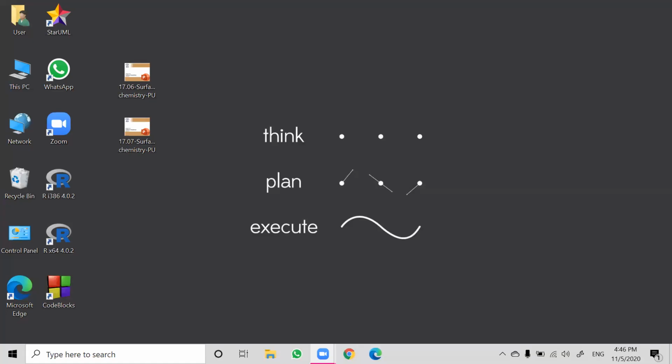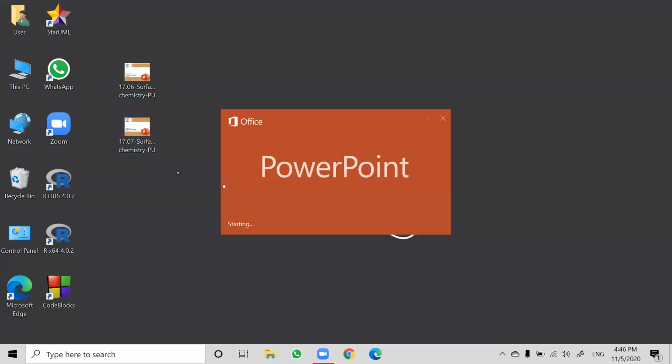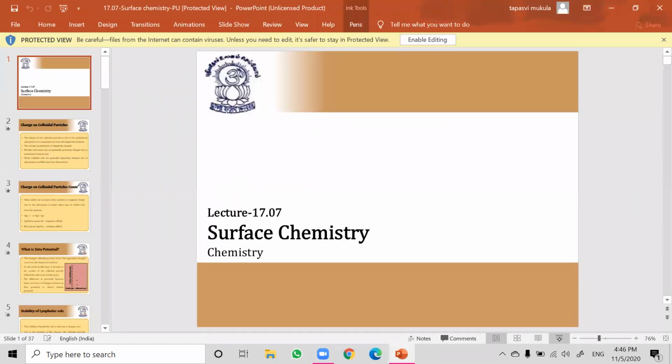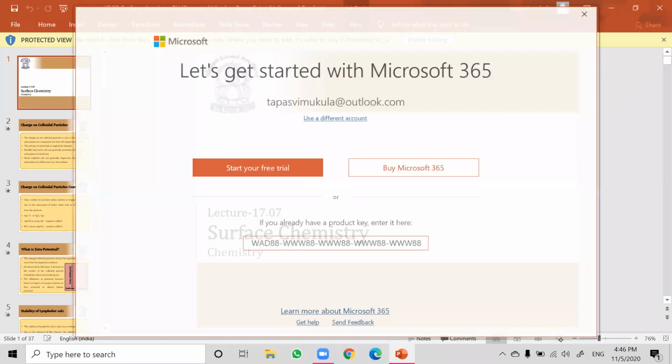Today we are going to discuss a new lesson. It is a new concept in surface chemistry. In the previous session, we have completed preparation of colloids, properties of colloids, and purification of colloids. Now we are going to discuss more about colloids.